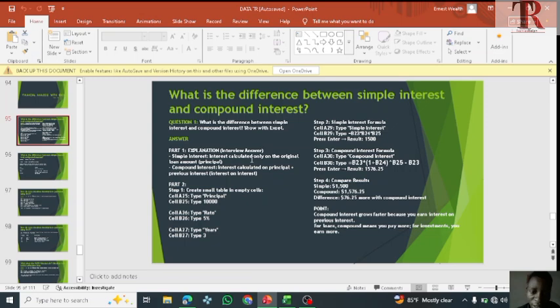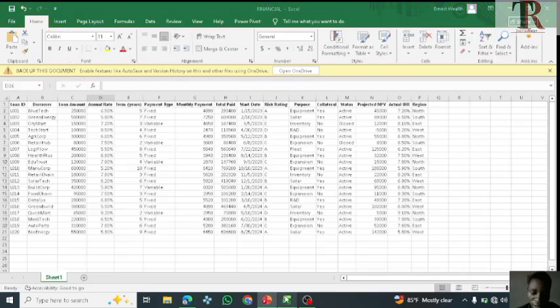Simple interest is interest calculated only on the original loan amount, that is the principal, while compound interest is calculated on the principal and previous interest. Let's say we have 250,000 as the loan amount. If you have 250,000 as the loan amount, simple interest is the interest on this loan only.